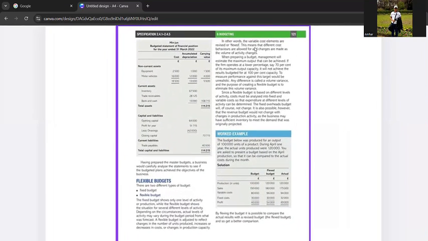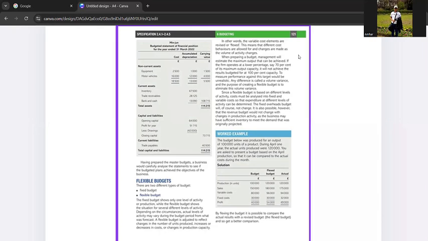In other words, the variable cost elements are revised or flexed. This means different cost behaviors are allowed for and changes are made as the volume of activity changes. So it means that when the volume of activity changes, we prepare a flexible budget in order to adjust for these changes. Did you understand that?